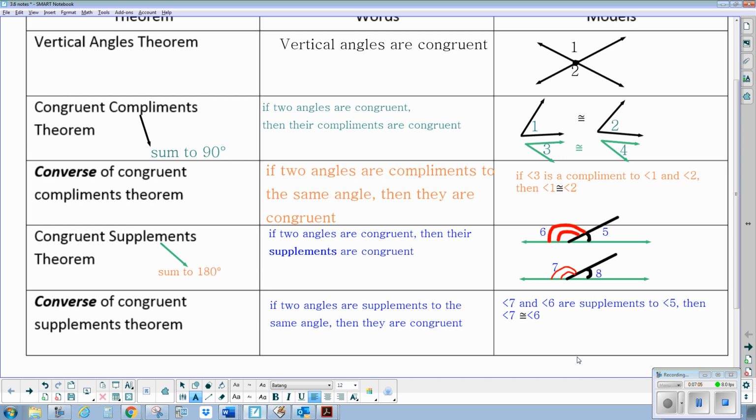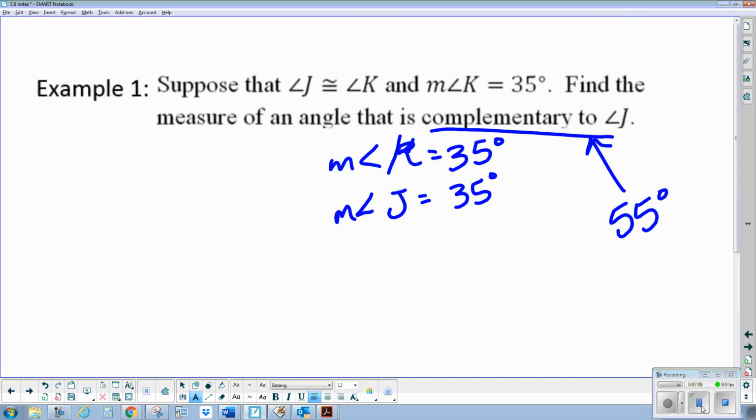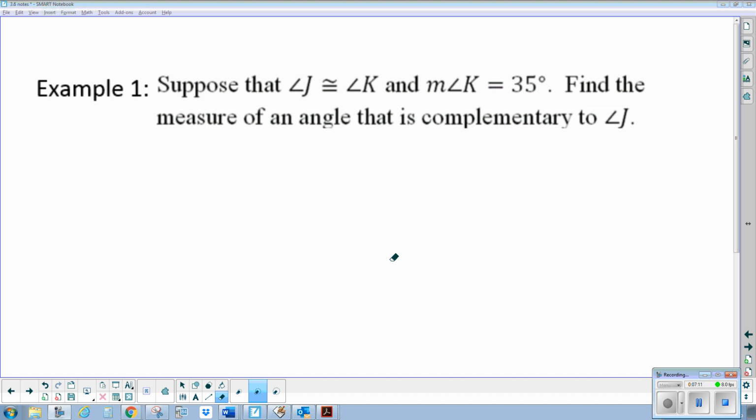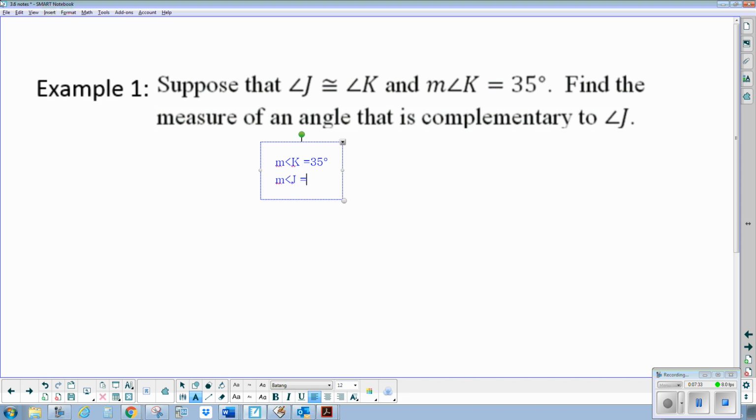Okay, so now let's use these theorems and apply them to a couple examples. Let's look at the next one. It says suppose angle J is congruent to angle K, and the measure of angle K is equal to 35 degrees. What's the measure of angle J? We know it's congruent to K, so it's also 35 degrees.